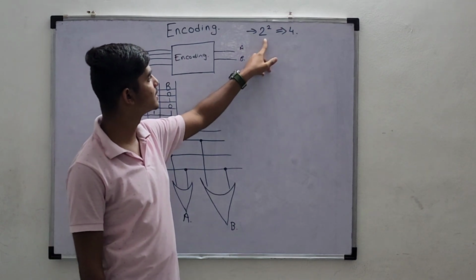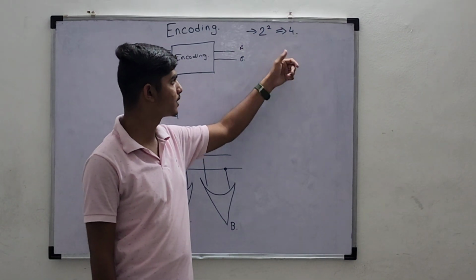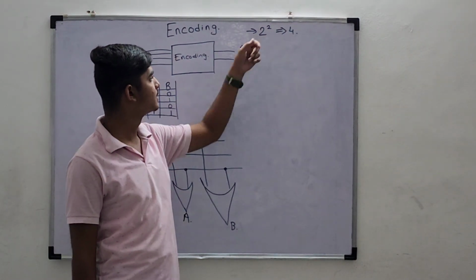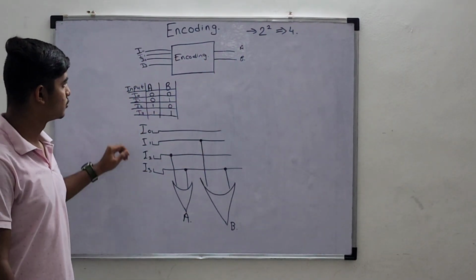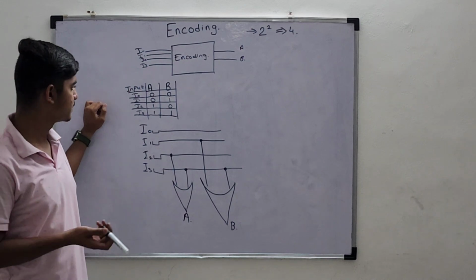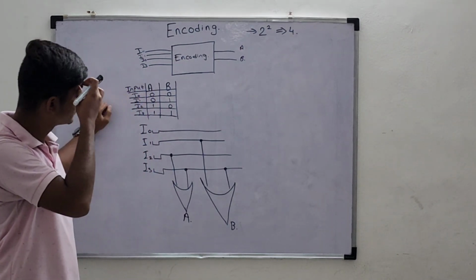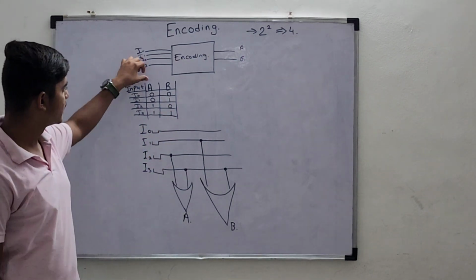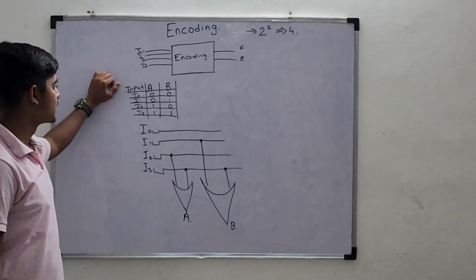So the question is 2 raised to 2. So the answer will be 4. So 4 signifies inputs and 2 signifies the power, which is outputs. To draw the truth table, we have to draw the truth table of the outputs, which are A and B. So A and B are the outputs, and the inputs are I0 to I3.